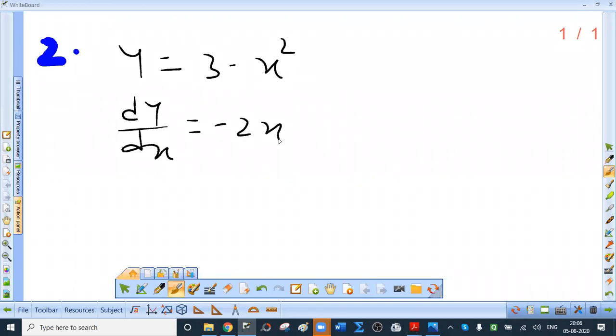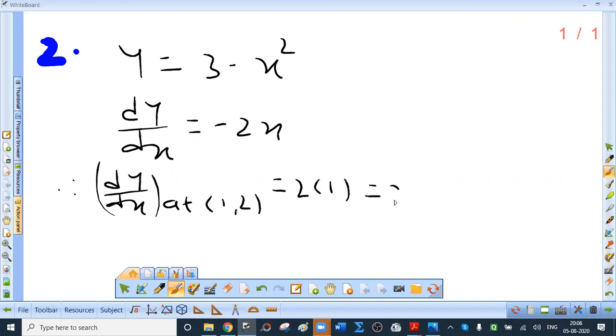Therefore, dy/dx at (1, 2). dy/dx at (1, 2) is what? 2 into 1, which is nothing but 2. In fact, it is minus 2x. I'm sorry. So this is minus 2, not 2, minus 2. This is the slope of tangent at this point.